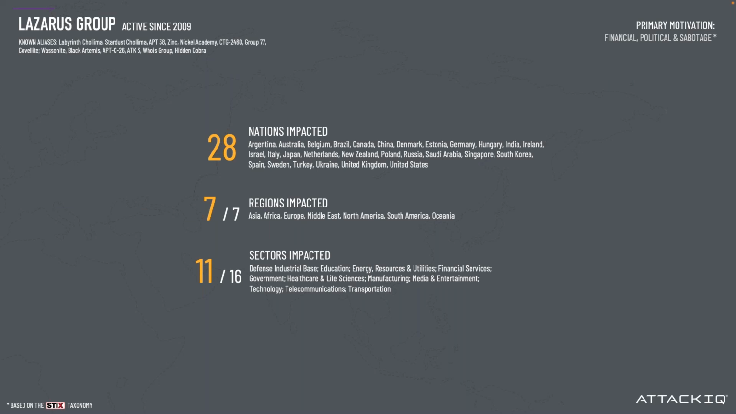So we will be beginning with the most infamous of adversaries. In this case, this is Lazarus. Lazarus is a state-sponsored adversary attributed to the Reconnaissance General Bureau of North Korea and has been active since at least 2009. The adversary's main motivations are financial gain, political espionage, sabotage, and destruction.